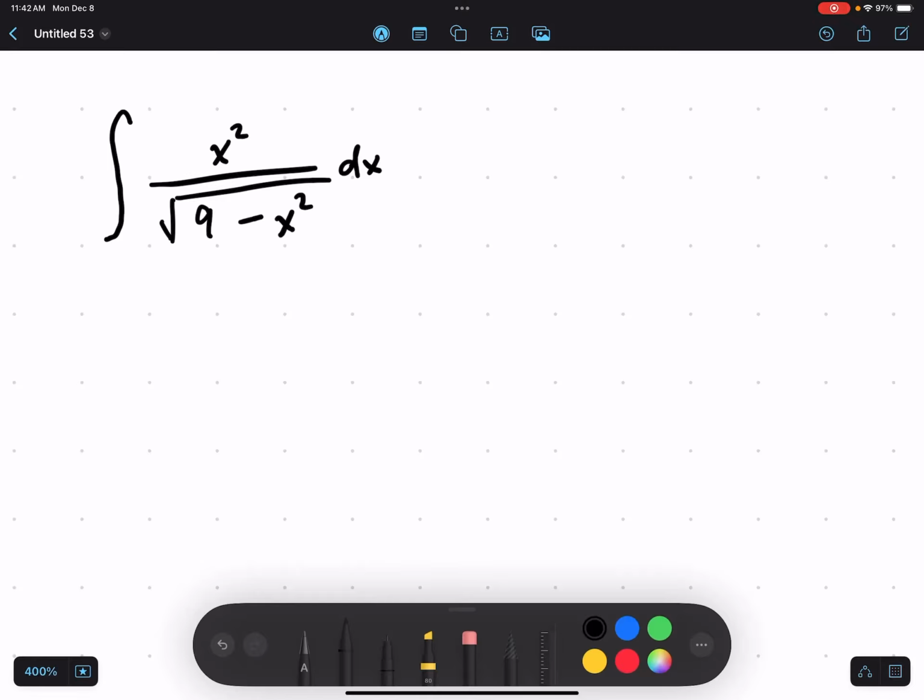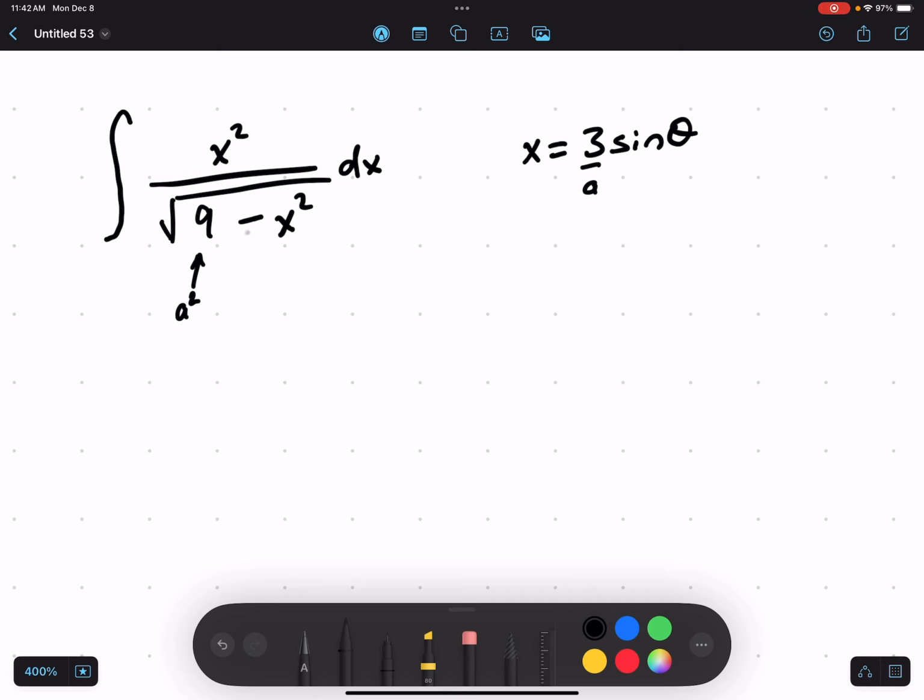So we've got the integral of x squared over the square root of 9 minus x squared dx, and because we've got this 9 minus x squared in the bottom, it's kind of looking like it's just a trig sub question. So what we'll do is we'll let x equal 3 sine theta, and I picked this because 3 is the square root of a squared here, because this has to be your a.